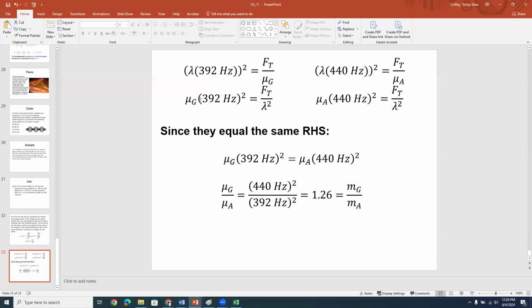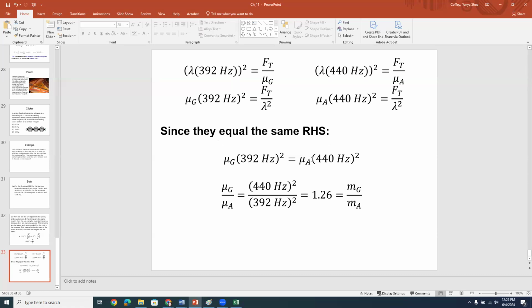Now, mu G times 392 squared equals the force of tension divided by lambda squared. The force of tension is the same and lambda is the same for both the G and the A note. So that means that the left-hand sides of these equations are equal to each other because they're equal to the same right-hand side. So we can set mu G times 392 hertz squared equal to mu A times 440 hertz squared. And then, since we were asked to solve for the ratio of the masses, we can form a ratio with a little cross multiplication.